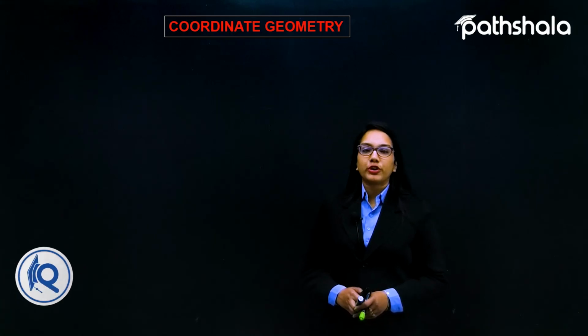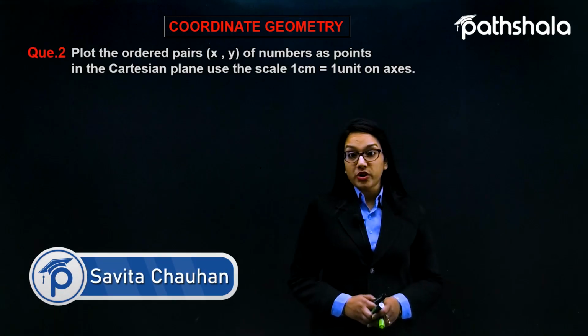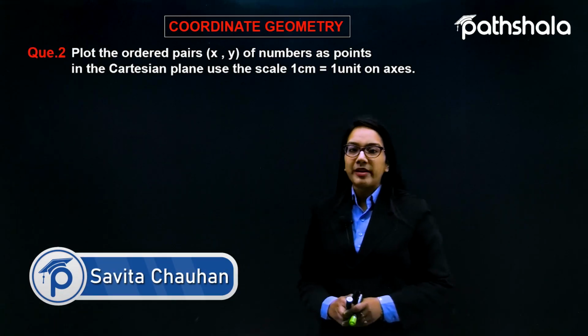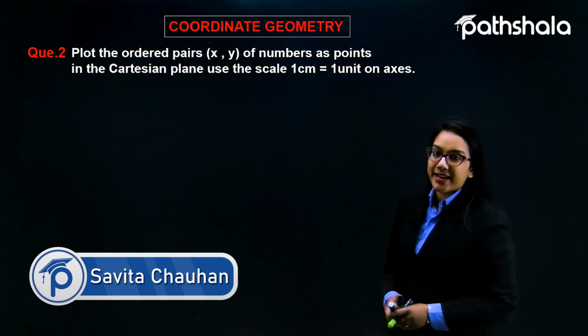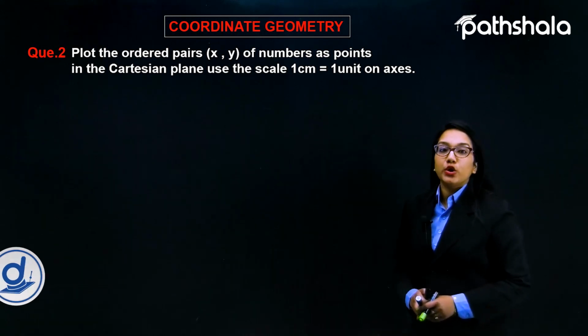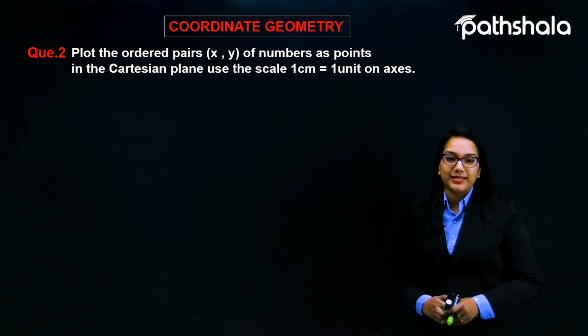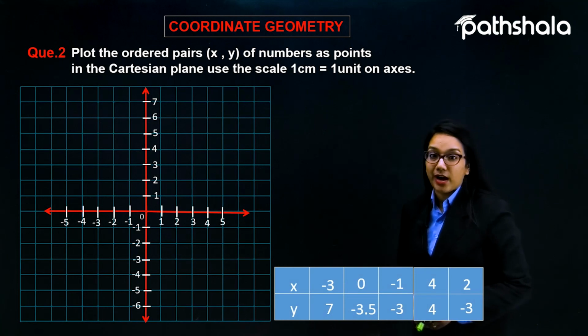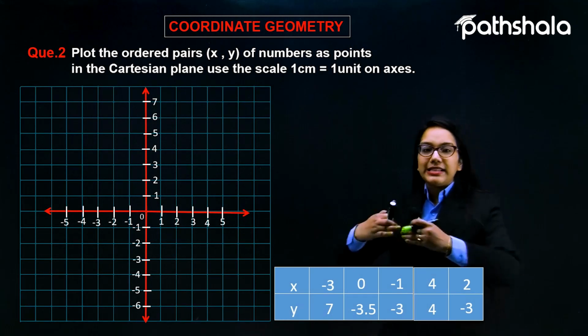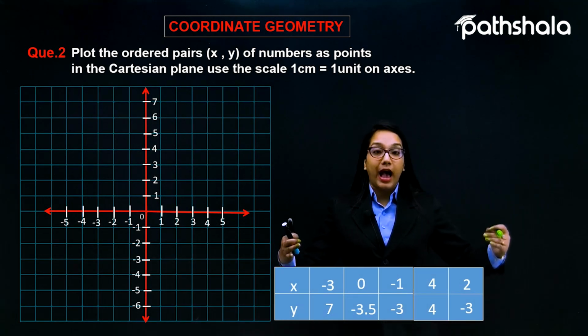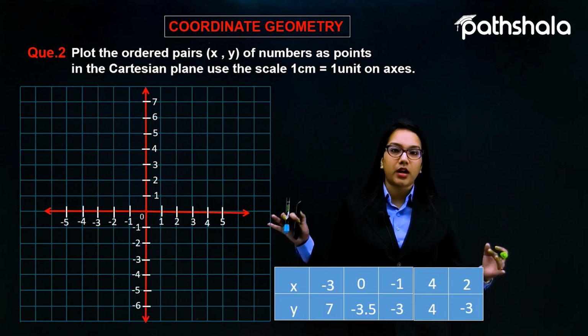So let's just move on further toward question number 2. Question number 2 says plot the ordered pairs x comma y of numbers as points in the Cartesian plane. Use the scale 1 centimeter as 1 unit on the axis. So let us suppose I'm drawing my Cartesian plane like this, and these are all the points which we have to plot on this Cartesian plane.